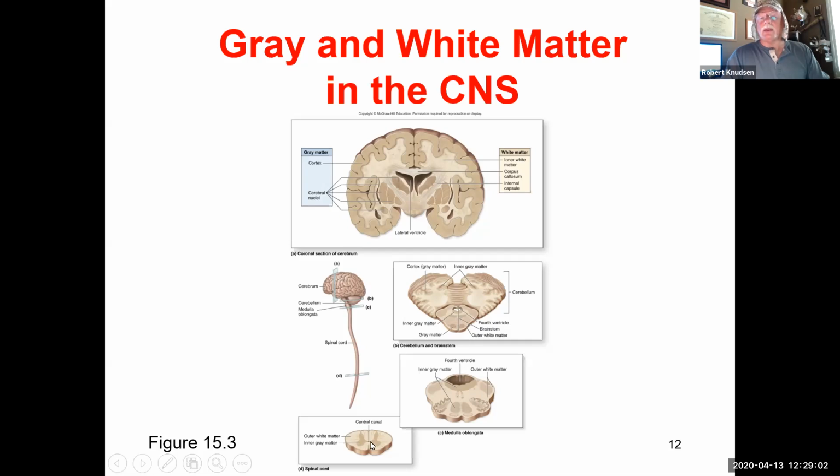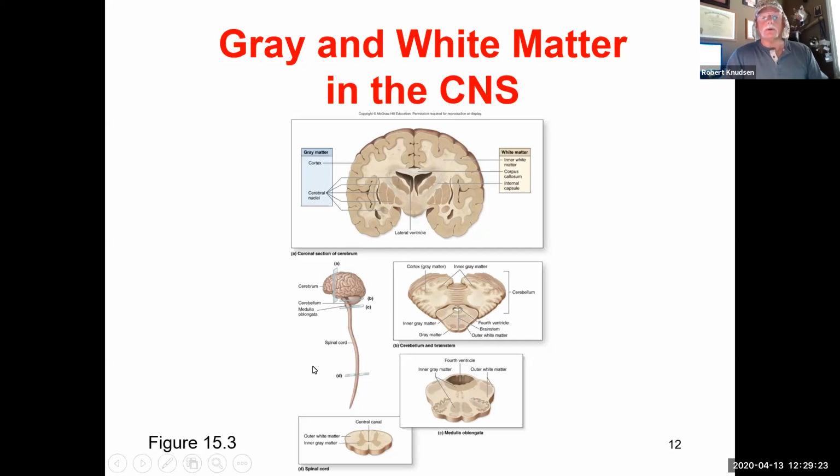And this is the spinal cord. See this place down here? It looks like a butterfly inside this white disc. In the spinal cord, it switches. And I'm going to ask you that on an exam. The white matter is on the outside, and the gray matter is on the inside. Anyway, good test question.